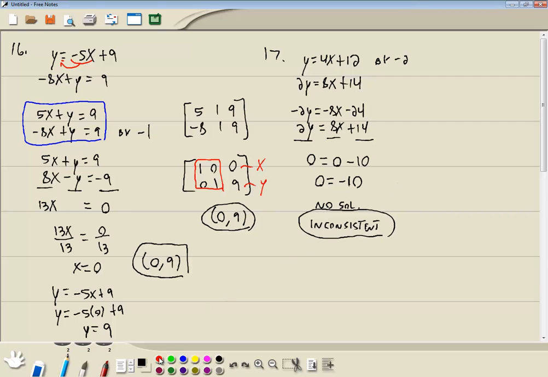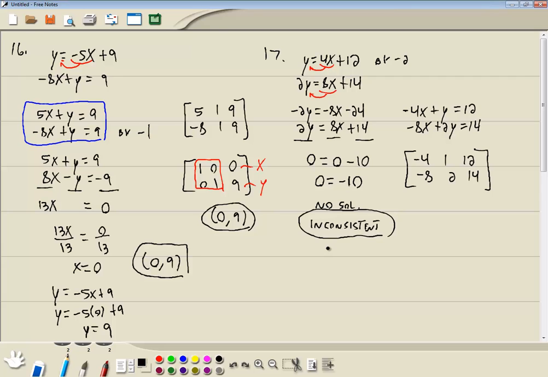Now, to do this on the calculator, you do have to have all the variable terms on one side. So in the calculator, I would take the 4x, move it over, and I'd take the 8x and move it over. So we're going to have negative 4x plus y is equal to 12, and we'll have negative 8x plus 2y is equal to 14. Notice as I moved them over, I lined up the x's, I lined up the y's, and lined up the numbers. So we're going to have negative 4, 1, 12, negative 8, 2, and 14.